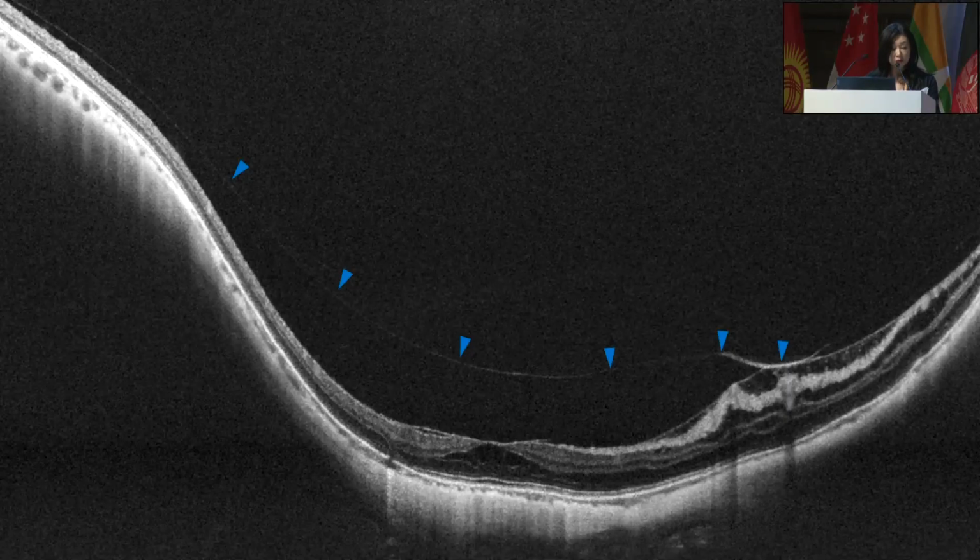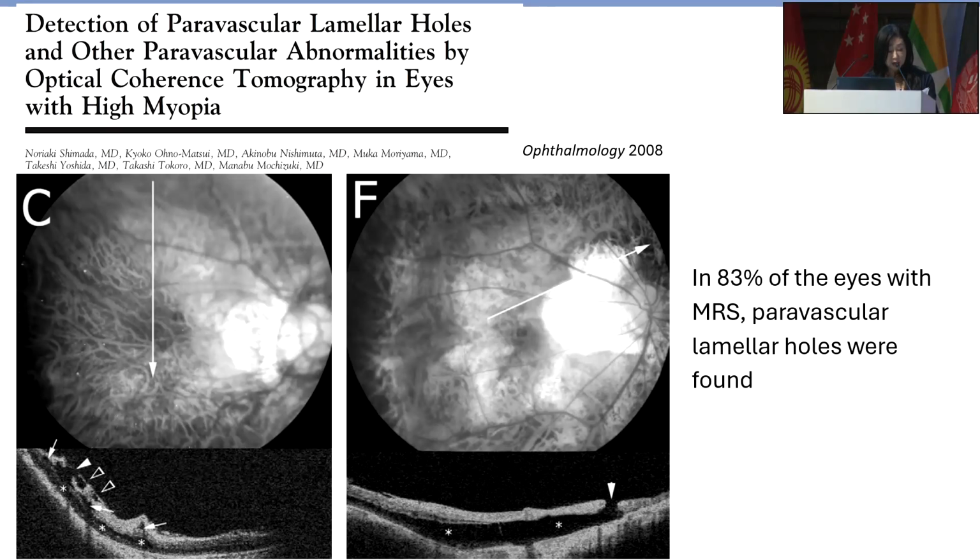Radial scans from wide-field OCT highlight vitreous traction on retinal vessels in patients with retinoschisis. Using 6 mm scans, Shimada reported that paravascular lamellar holes were present in 83% of the eyes with retinoschisis, with outer schisis extending from retinal vessels to the macula. This underscores the importance of retinal vessel traction, suggesting that while retinoschisis is macular, its origin often lies away from the macula, near retinal vessels.